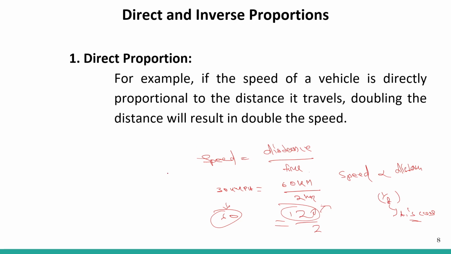Let's go further. You can also see that if the speed becomes 15 km per hour, half of 30, what does the distance become? The distance became half. So if I halve the speed, then the distance becomes 1 by 2 because the distance and speed are directly proportional with the proportionality constant as 1 by t. We have tested this example and verified it.